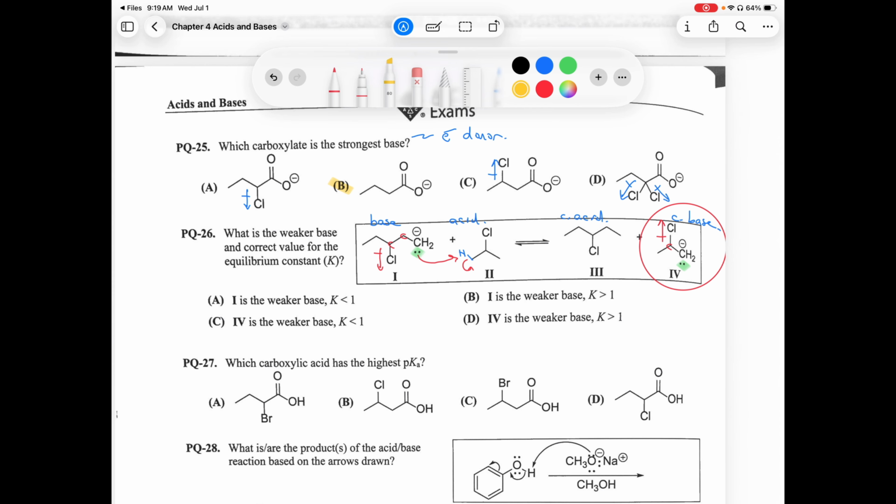The K is going to be greater than 1. The equilibrium is going to lie to the side of the weaker base, okay? And it's because 4 is the weaker base because of the inductive effect of that chlorine.